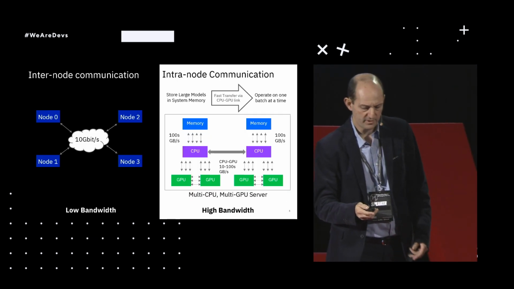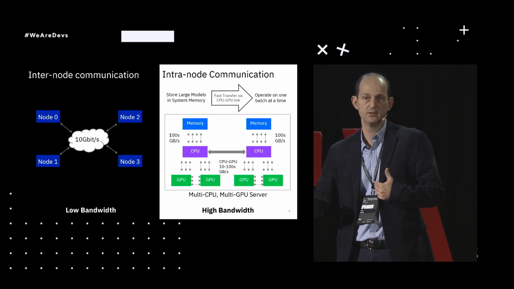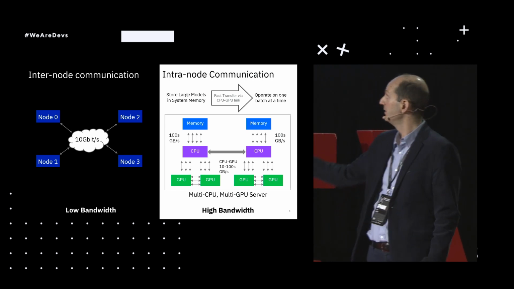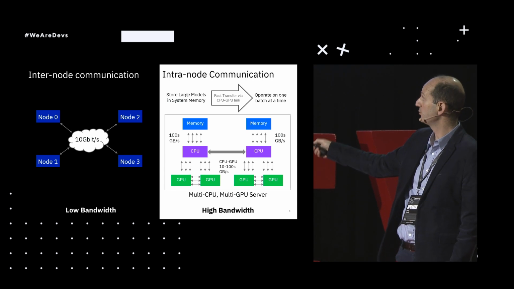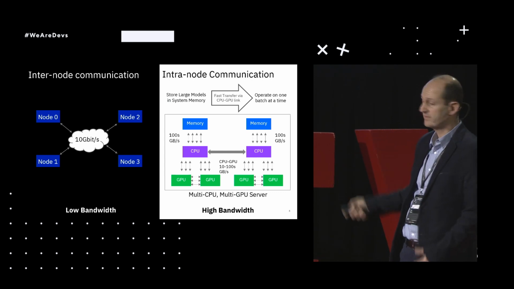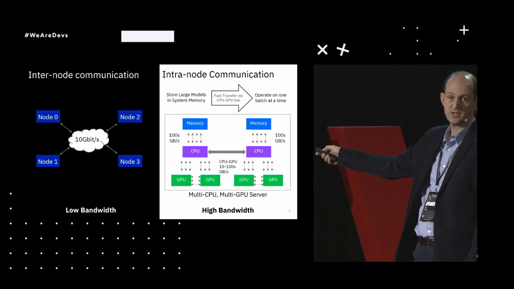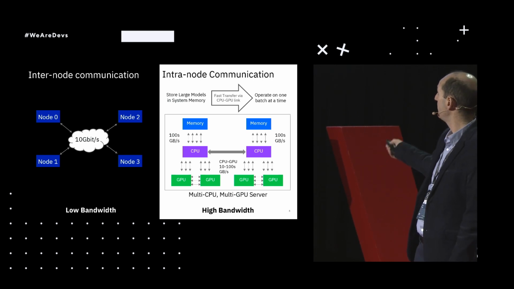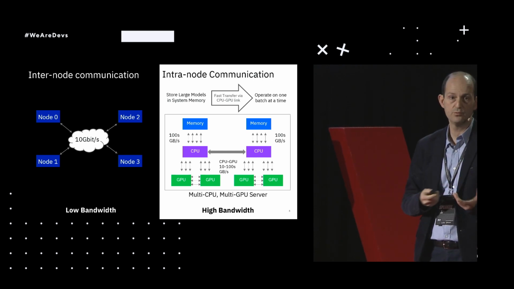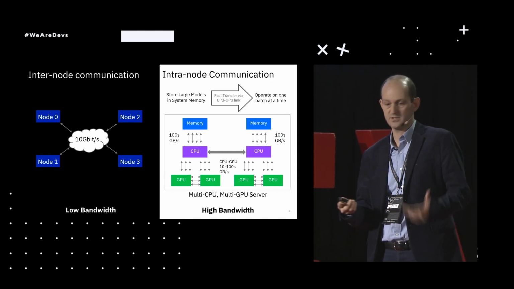Now, what can we say about communication? Which is necessary, because now we have a model to train, and we need to cross boundaries, either at this level, so either at the network level between nodes, or at this level within a server. So as we said before, here we have gigabits per second. Here we have tens of gigabytes per second. So here we have low bandwidth and high bandwidth, and we need to design our algorithm to take advantage of the differences in this bandwidth.